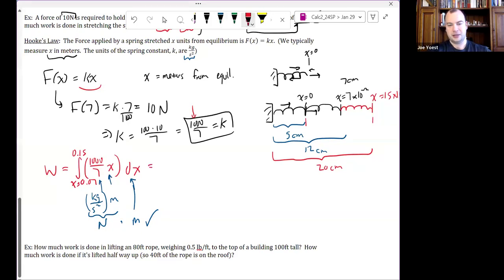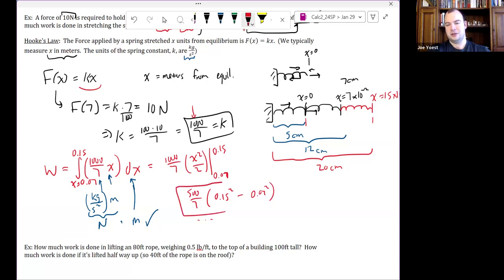And now we have 1000 over 7 times x squared over 2, integrating that from 0.07 to 0.15. That's a 7, not a 2. So this is 500 over 7 times 0.15 squared minus 0.07 squared, whatever that turns out to be, but this would be the exact answer.